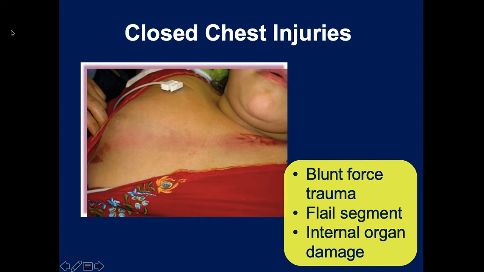Also associated with this is if they do have fractured ribs, they can get what's called a flail segment. And a flail segment, the definition is 3 or more ribs broken in 2 or more places. And it creates this loose area in your rib cage. And this area is free floating in comparison with the rest of the rib cage. And it causes even more problems, which we'll talk about here in a couple of minutes.